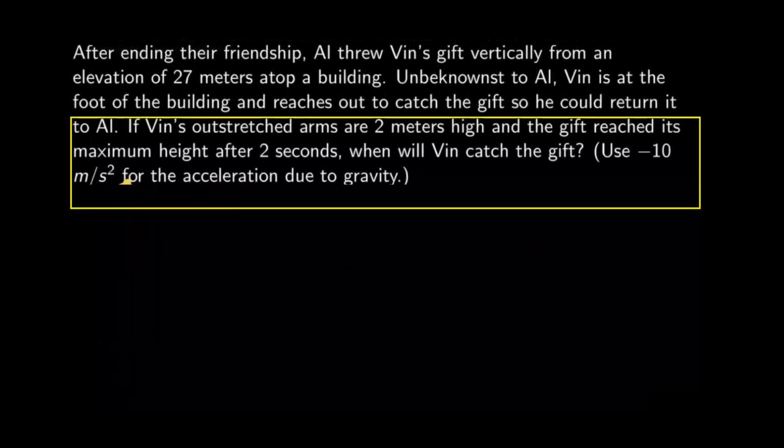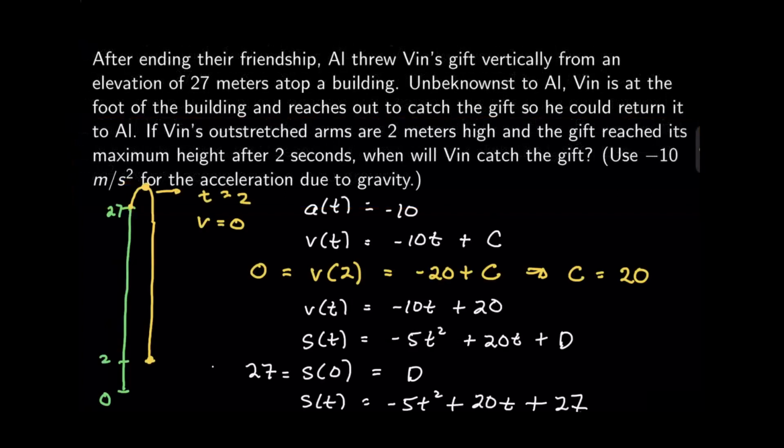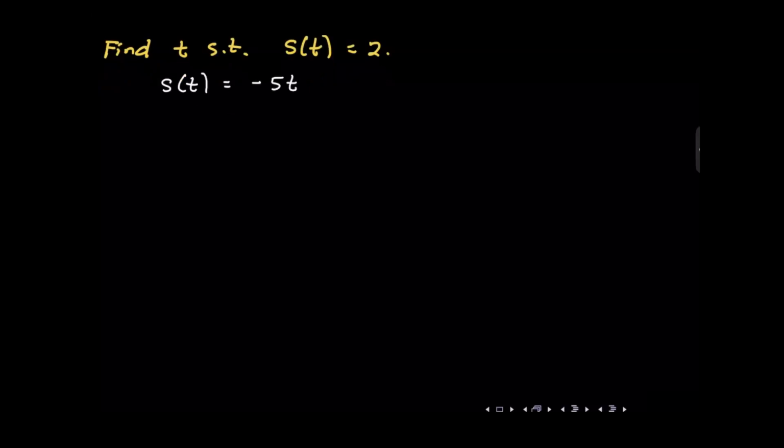Our question is, when will Vin catch the gift? So if we go back to our problem, we want the value of t such that our s is equal to 2. So we want to find t such that s of t is equal to 2. Again, our s of t is negative 5t squared plus 20t plus 27. And we want this to be equal to 2.